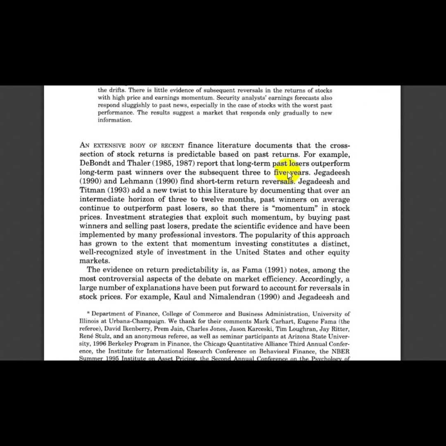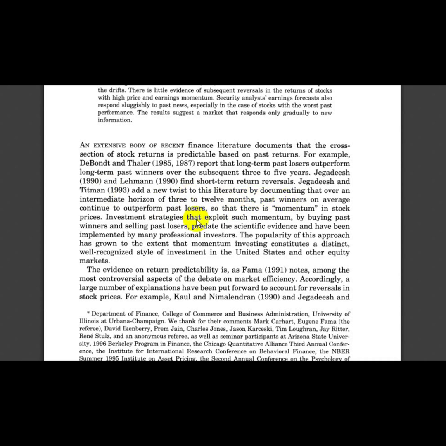So there's a lot of literature out there about the persistence of returns. DeBondt and Thaler back in the 80s found that past losers outperform past winners over a 3 to 5 year period. Jegadeesh and Lehmann found short-term reversals, and then later on Jegadeesh with Titman found that past winners outperform past losers over a 3 to 12 month holding period.